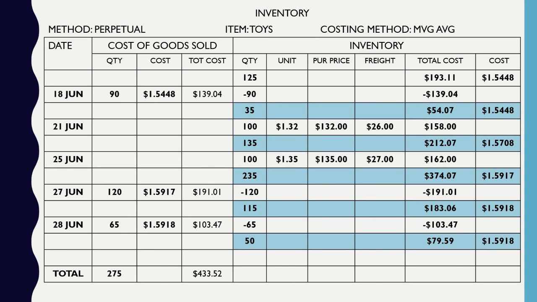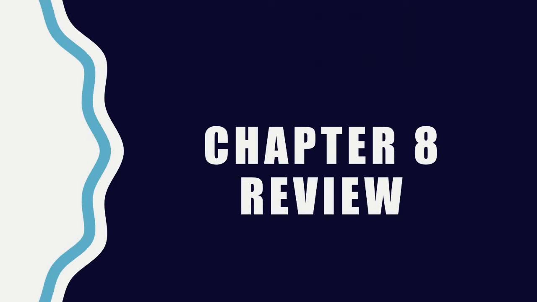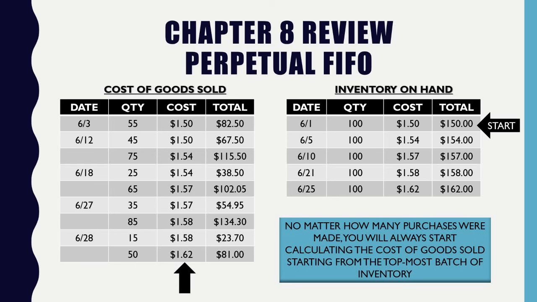So in this case, every time we purchase, we need to calculate our average cost. Every time we sell, we need to still also calculate my average cost. Okay? Any questions there? No. Okay. So quick review over here for chapter 8.